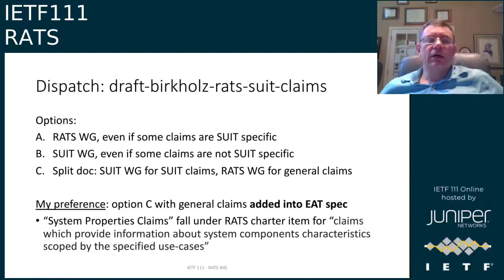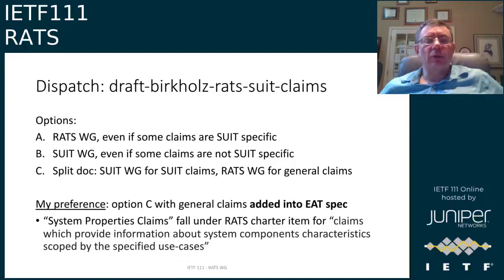One is that RATS should adopt it, but some of those claims, being the ones at the bottom on the previous slide, are really SUIT specific, so you might argue that that's not right. The second option is that the whole document could be adopted in SUIT, and SUIT is actually rechartering to allow things like this. But it has some claims that are not SUIT specific, so that's possible. But the top ones aren't really SUIT specific. They're things that could be usable outside of a SUIT context. So do you really want stuff in a SUIT working group for things that are actually system generic properties?